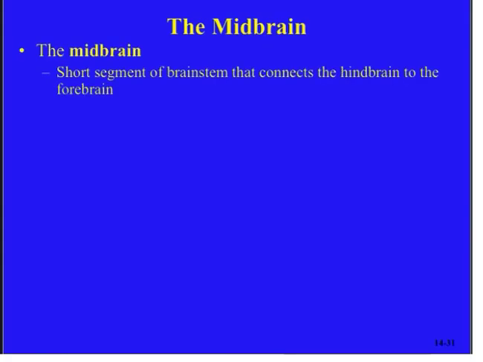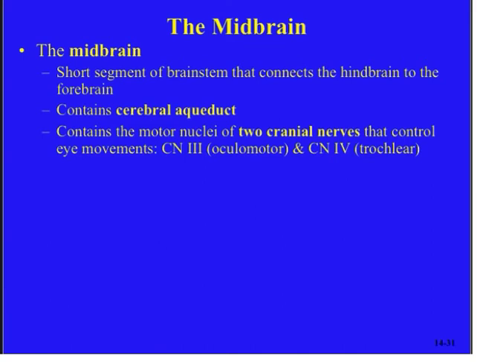The midbrain is a short segment of brainstem that connects the hindbrain to the forebrain. It contains the cerebral aqueduct, and remember that the cerebral aqueduct connects the third ventricle to the fourth ventricle. It contains the motor nuclei of 2 cranial nerves that control eye movement, cranial nerve 3, which is the oculomotor, and cranial nerve 4, which is the trochlear.